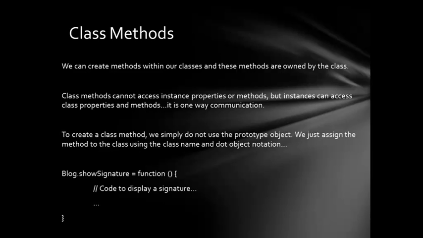We just don't use the prototype object. We just assign the method to the class using the class name in dot notation, like you've seen me do in a previous lab or previous assignments and lectures. So what this means is, like blog.showSignature, since I'm not using the prototype, other class instances cannot access that. It's encapsulated. So it's protected, it's inside my class method. So my class methods are not able to access instance properties or methods. My instance can access showSignature. So it's one way.